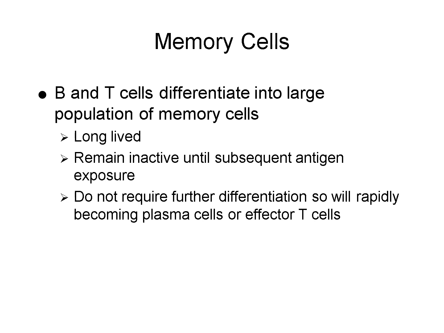Both B cells and T cells produce memory cells during an immune response. These memory cells are inactive until they encounter the same antigen again. Unlike naive cells, memory cells don't require further training or differentiation. They are primed for action and can quickly convert into plasma cells or effector T cells, ensuring a rapid and efficient defense on repeat exposure.